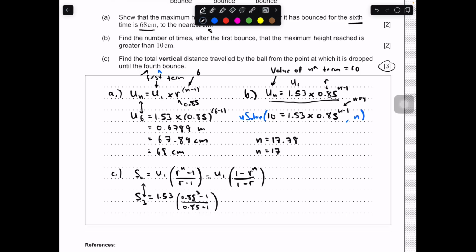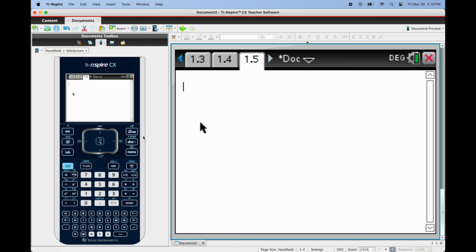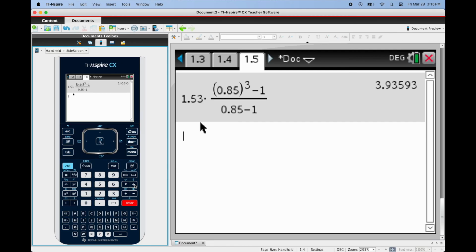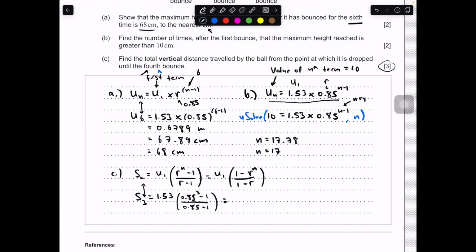Let's go ahead and put that into the calculator. So 1.53 times, I'm going to open up some brackets and then get a fraction here. 0.85 to the power of 3 minus 1. Then we have 0.85 minus 1. Okay, and there we go. Let's go back to the document. The value is 3.9359. Remember, this is all in meters so far. And so to 3 sig figs, I'm going to write this out as 3.94.